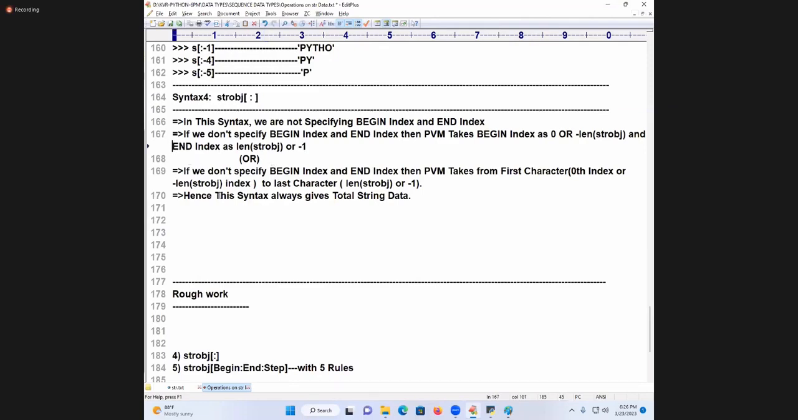So coming back to the point, now I am writing end index, getting the data like this. I hope you are getting my point. Examples I am going to say.